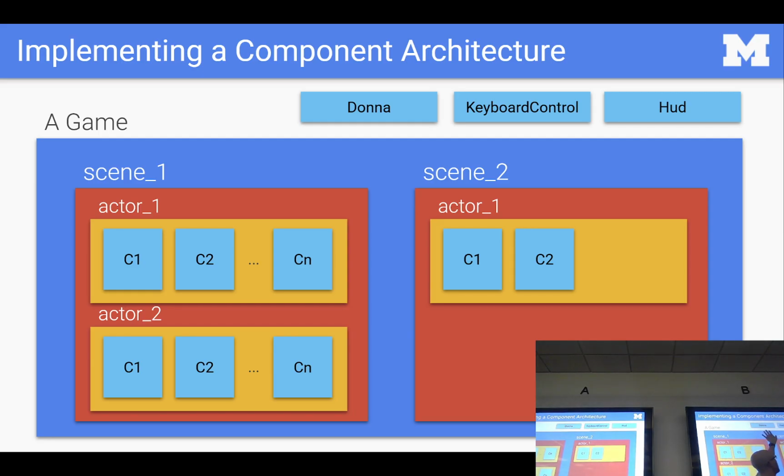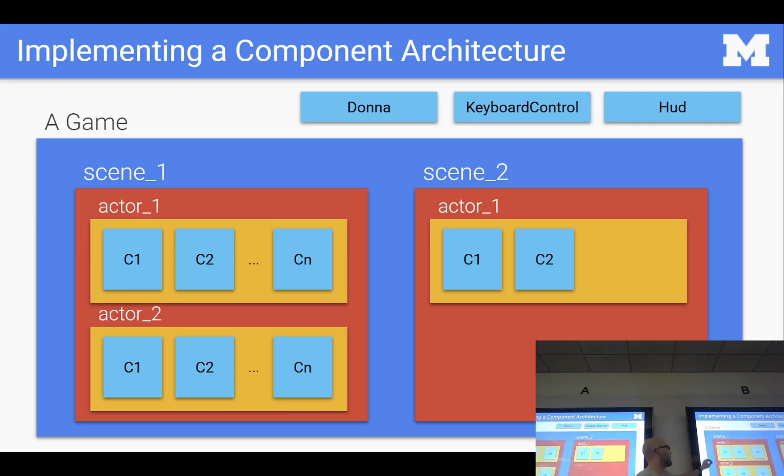Up here, we have 3 different components that exist in this game. Donna, if you remember who Donna is, is the donut pilot from the start of the course, okay? You're going to be seeing her again on homework 7, by the way. Keyboard control is a component we can slap onto anything, and it will start to move when we use the keyboard. And let's say HUD. This is a component as well.